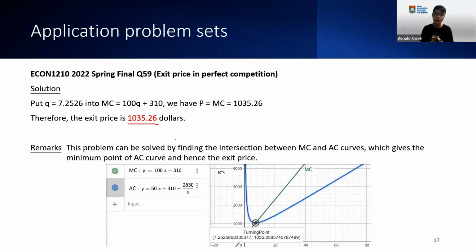Okay, so what I've just demonstrated is to solve this problem mathematically, because we are going to find a point where marginal cost equals average cost, or equivalently, it is simply the minimum point of the average cost curve. We can do it in GeoGebra as well. As you can see, after typing the marginal cost and average cost function, we can find out the intersection point between the two curves. The corresponding price or the corresponding y coordinate of the intersection point will be the exit price, 1035.26, the same number as we have obtained.